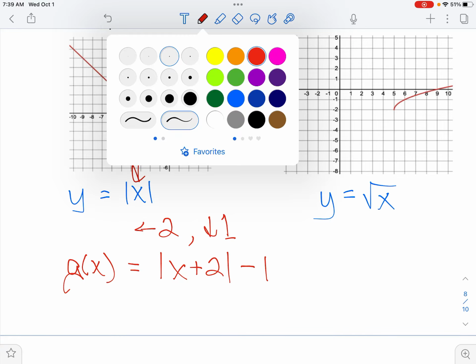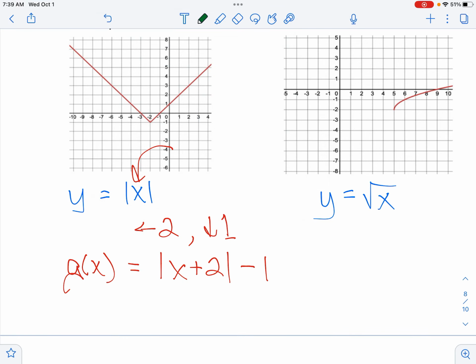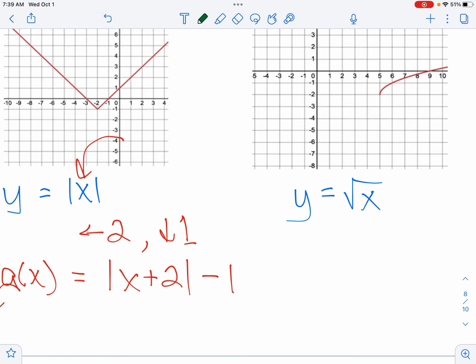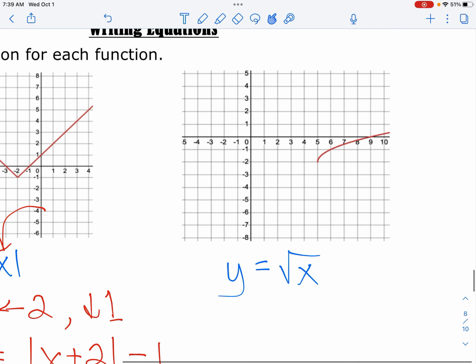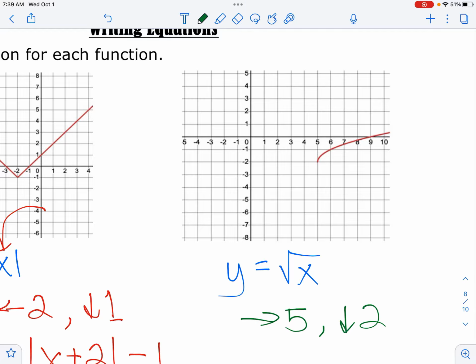It's not too bad. Okay, now same thing for this one. We want to identify what's happening first. So you can see normally the square root function starts here in the middle at the origin, but it's been moved to the right 5 and down 2. So let's do that. Right 5, down 2.